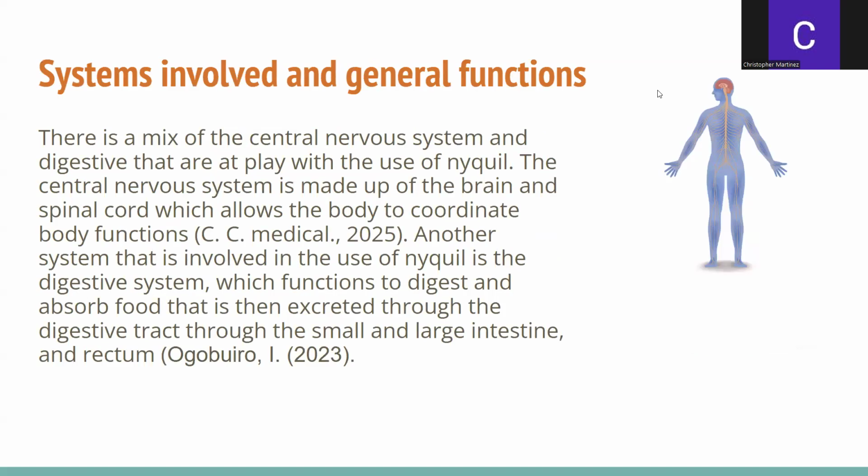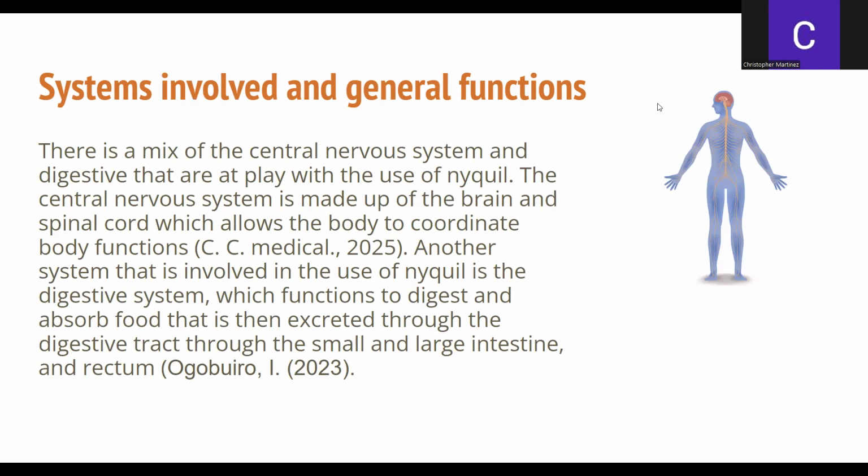These are the systems involved in general functions. There is a mix of the central nervous system and the digestive system that are at play with the use of NyQuil. The central nervous system is made up of the brain and spinal cord, which allows the body to coordinate body functions. Another system that is involved in the use of NyQuil is the digestive system, which functions to digest and absorb food that is then excreted through the digestive tract through the small and large intestine and rectum.